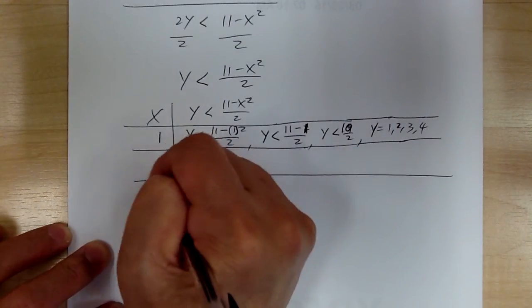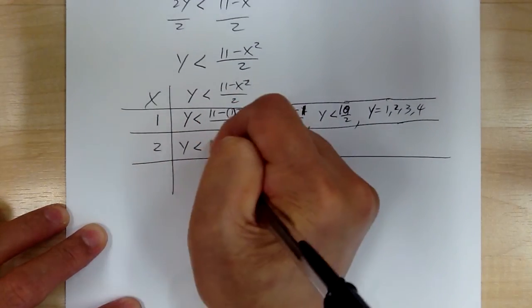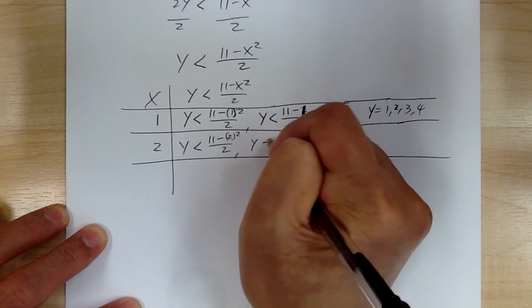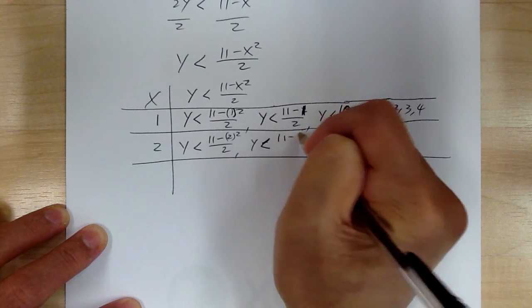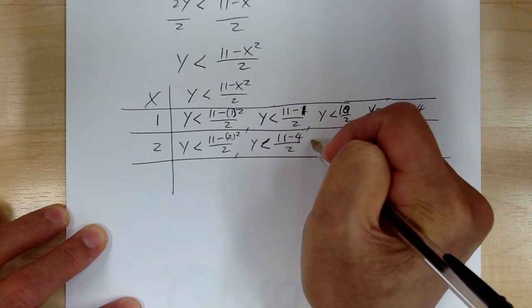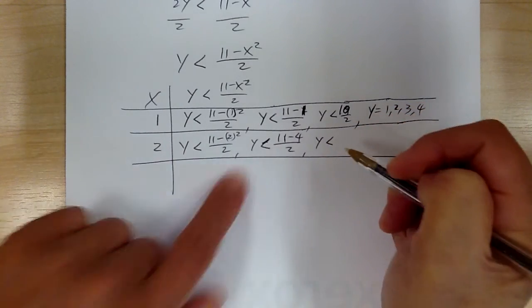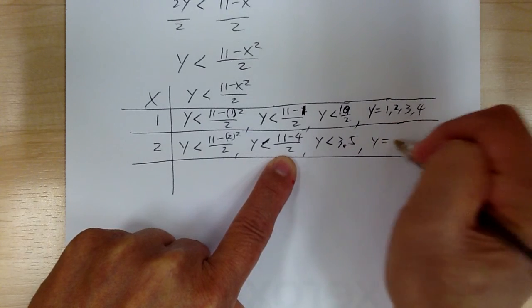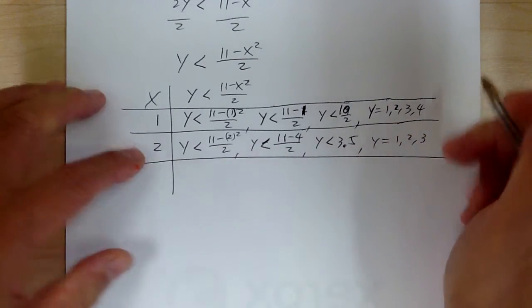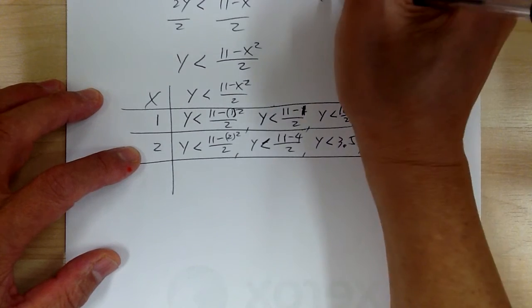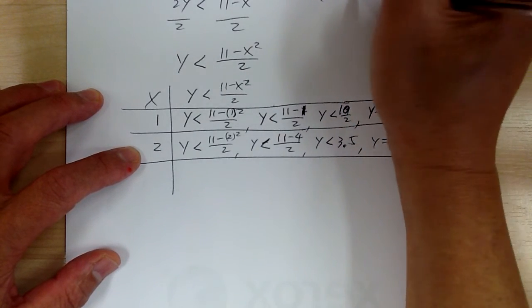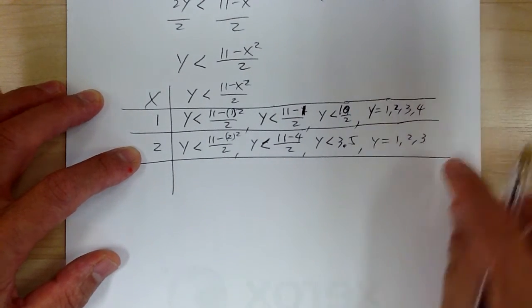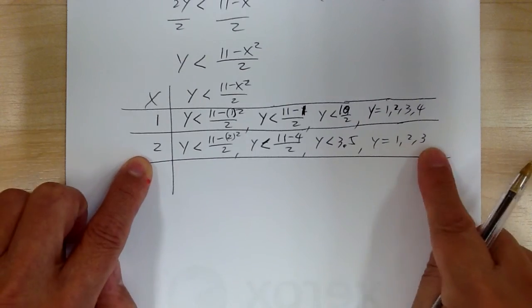Okay, so now let's go and try 2. So y is less than (11 minus 2 squared) over 2. So y is less than (11 minus 4) over 2. So y is less than, you can use your calculator, 7 divided by 2 is 3.5. So that means y would be equal to 1, 2, and 3. Okay, so your next ones would be 2, 1, 2, 2, and 2, 3.